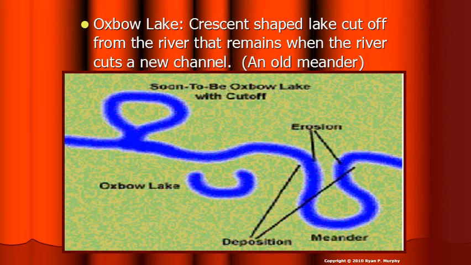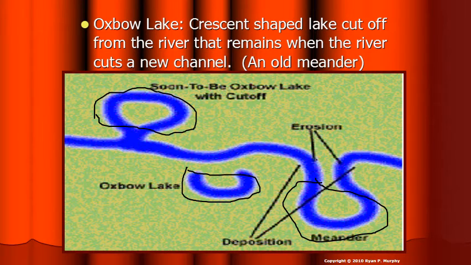So an oxbow lake, as you saw in that little video there, is a crescent-shaped lake that is cut off from the river that remains when the river cuts a new channel. So this used to be a meander here, but now it is an oxbow lake because it got cut off. This right here is an oxbow lake that's forming. It's about to be an oxbow lake. This right here is just your meander.